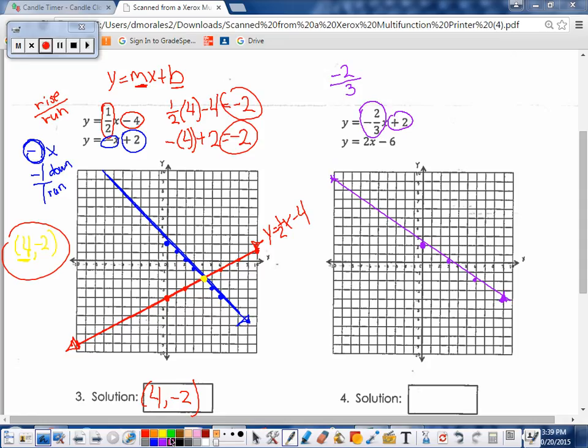Now, my second equation is y equals 2x minus 6. My y-intercept I've identified as -6. So let me go ahead and change the color up a bit to get some contrast. -6. So from my origin, I will go down 1, 2, 3, 4, 5, 6, and plot my point at -6 on the y-axis.